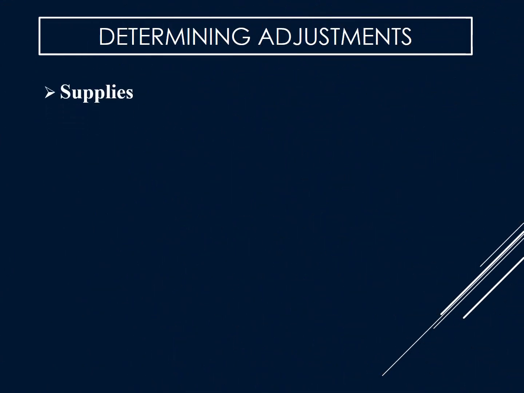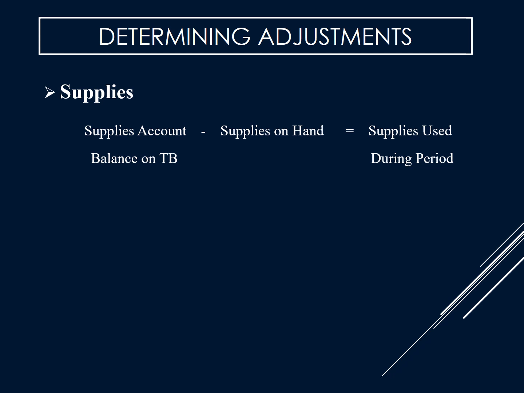It is now time to learn how to determine our adjustments. We will start with our supplies account. We will go to our supplies account balance on the trial balance and then subtract the supplies on hand. The supplies on hand will be given to you in the book, in the instructions. The difference between the two will be the supplies used during the period.